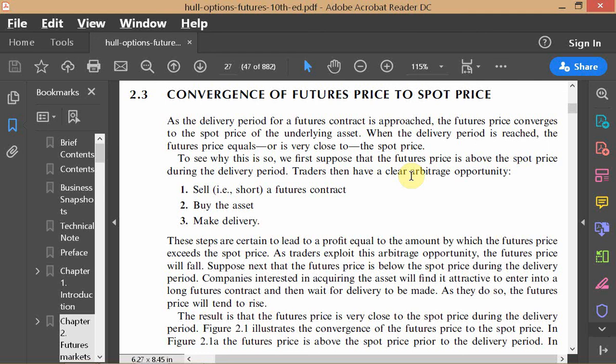Is this clear? The first step? Yes, Rishi, you're not looking convinced. Is the first step clear? Okay. So now you understand.